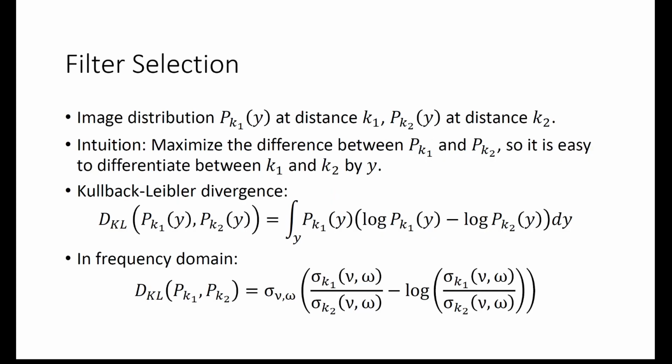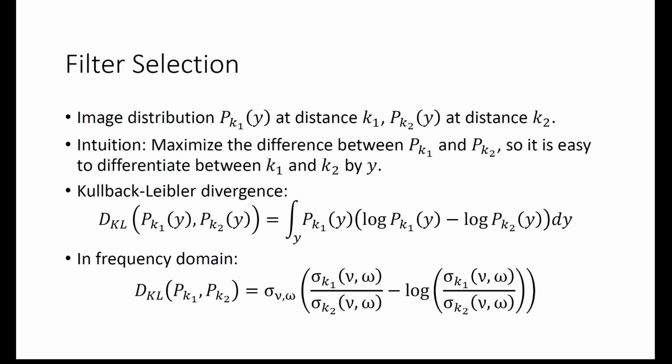The question now arises, how do we tell if a coded aperture pattern is good at distinguishing depths? Say we have an image distribution pk1 of y at distance k1 and another pk2 of y at distance k2. The intuition here is that we want to make pk1 and pk2 as different as possible, so it will be easy to differentiate using image y.